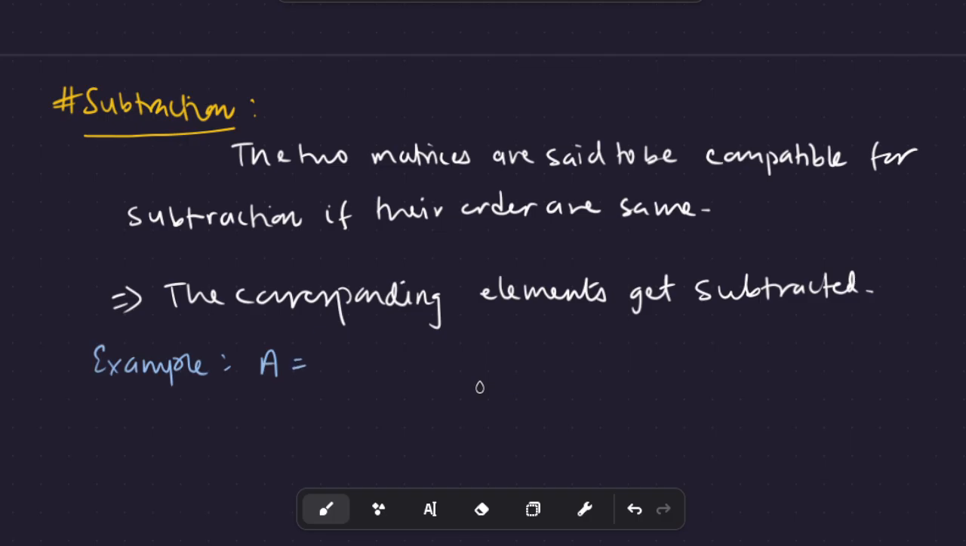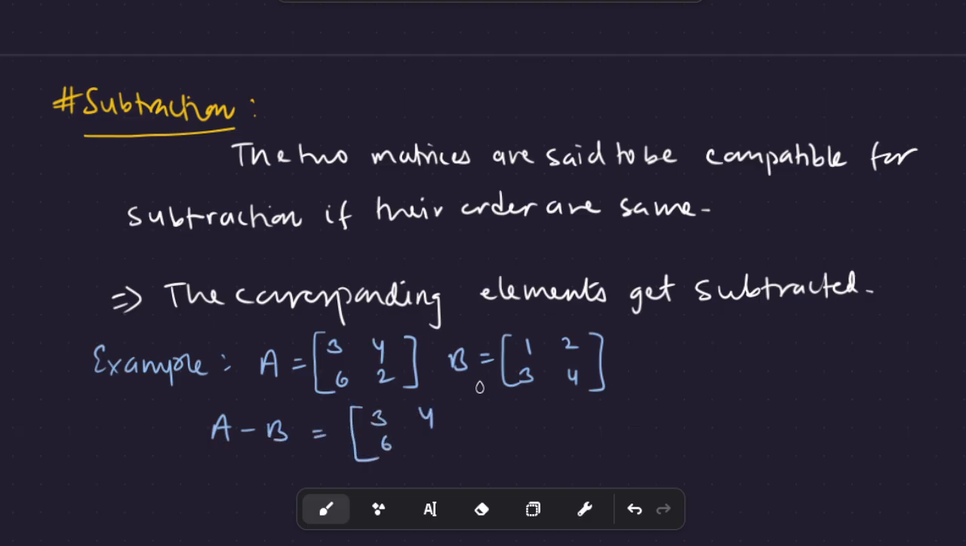A equals [3, 4; 6, 2], B equals [1, 2; 3, 4]. Now, if we are asked to find A minus B, then we'll subtract B from A. We need to subtract the corresponding elements. 3 minus 1, 4 minus 2, 6 minus 3, and 2 minus 4.